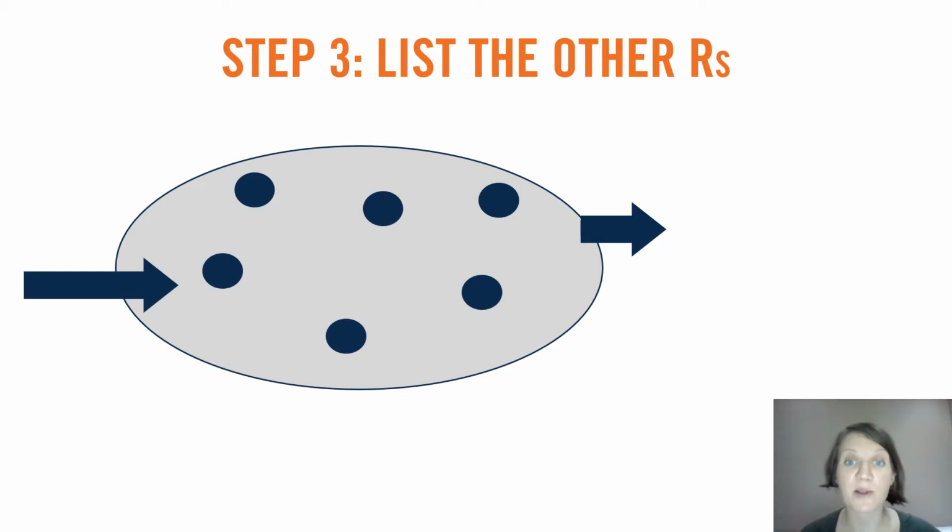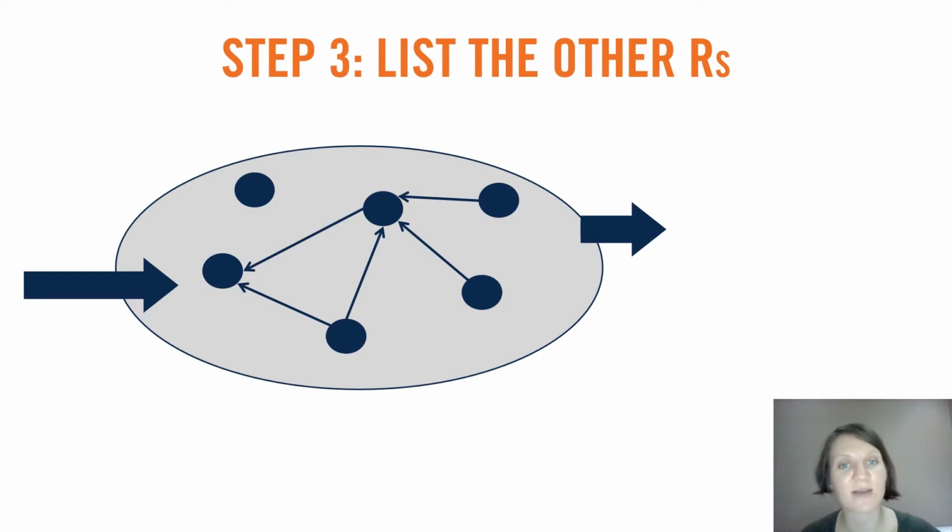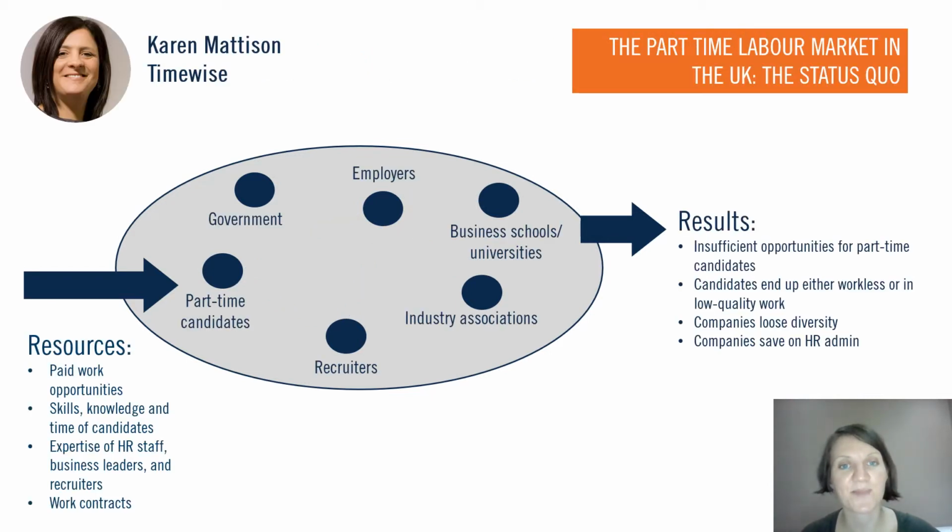They can, for example, include transactions, flow of information, power dynamics, influencing, decision-making power, various types of cooperation, and other types of relationships. In Karen's example, employers currently provide the part-time candidates with only a limited number of part-time opportunities and at low quality. Recruiters connect with both, but they deprioritize part-time candidates in their recruitment support and advice to employers.